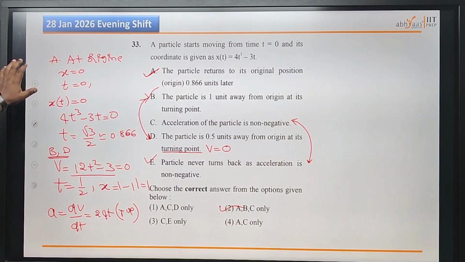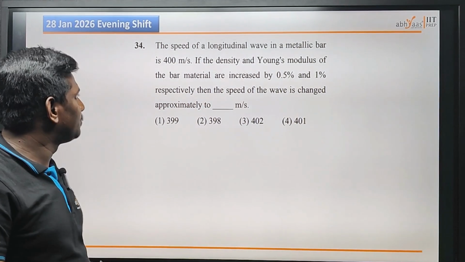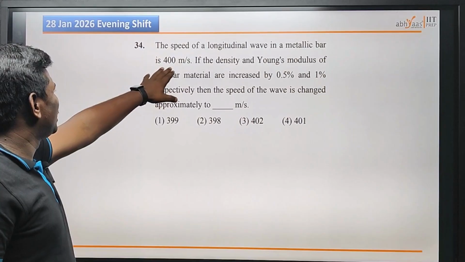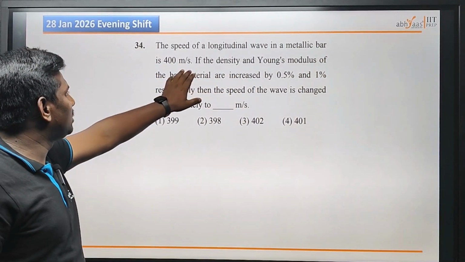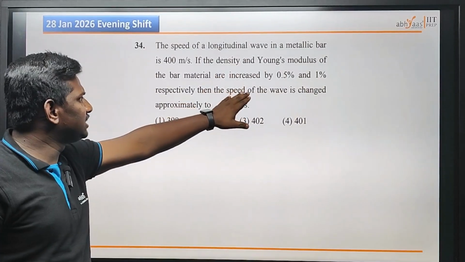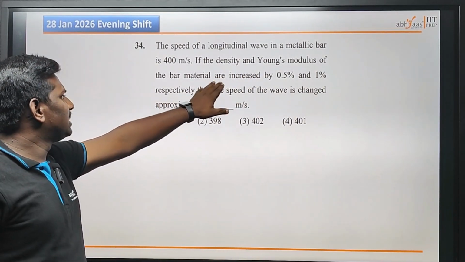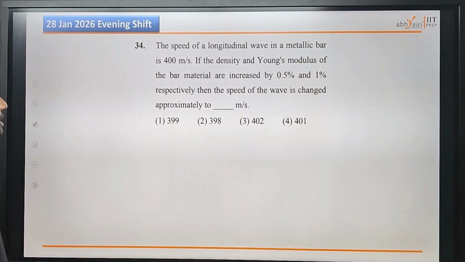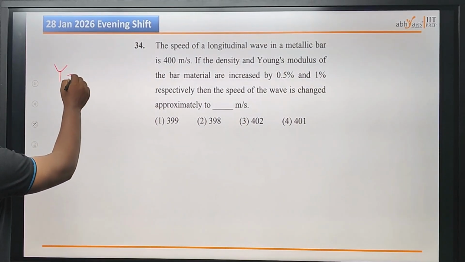So next one, question number 34. The speed of a longitudinal wave in a metallic bar is 400 meter per second. If the density and Young's modulus of the bar material are increased by 0.5% and 1% respectively, then the speed of the wave is changed approximately. So we know that one.